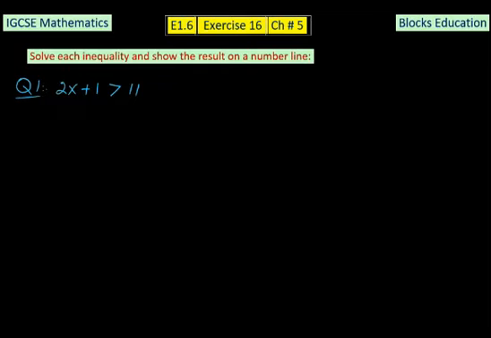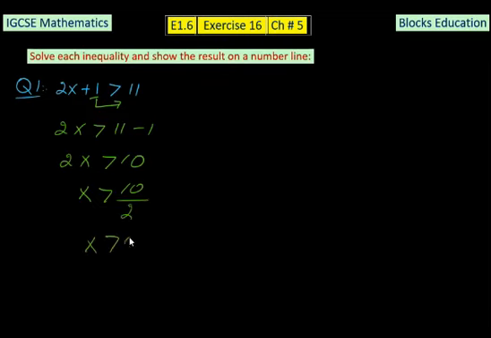In question number 1 to question number 25, he's asked us to solve each inequality and show the result on a number line. And in question number 1, it says 2x plus 1 greater than 11. So we have to solve it same like in algebraic expression. We will take this plus 1 onto the right side. So it will be 2x greater than 11 minus 1, and it is 2x greater than 10, and of course we have to make x alone, so we divide by 2 on the other side, so x greater than 10 over 2, and the answer is x greater than 5.